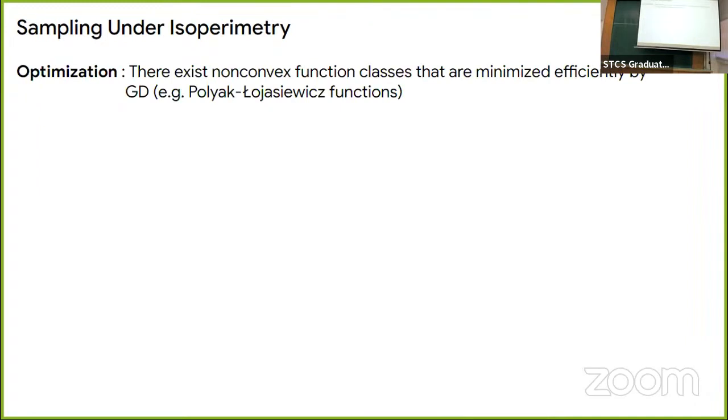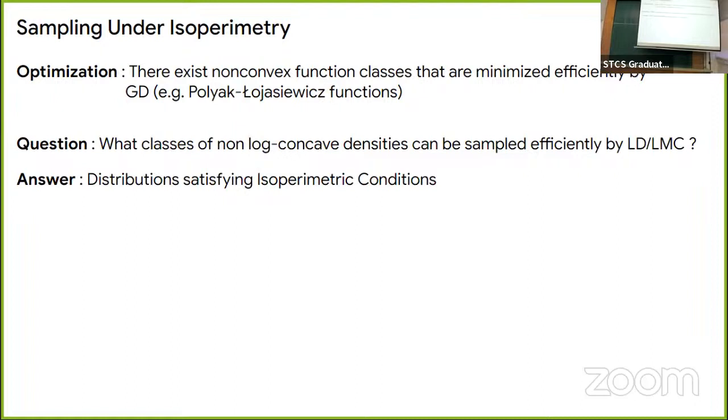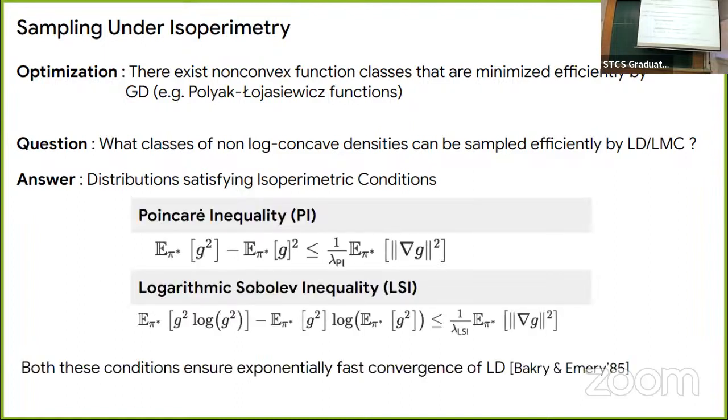So the rough equivalence here is the PL condition, the Polyak-Lojasiewicz functions. There exist non-convex function classes that are minimized efficiently by gradient descent. So the duality is not convex versus non-convex. There's a much finer kind of separation. That is, there are some non-convex functions which can be efficiently minimized, like for instance, the PL condition. So what classes of non-log-concave densities can be sampled? Those satisfying isoperimetric conditions. Again, like I said, it's the Poincare inequality and the log-Sobolev inequality, and these have been studied classically in continuous time by Bakry and Emery.